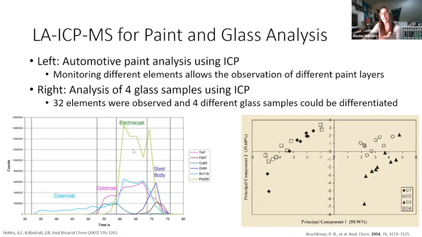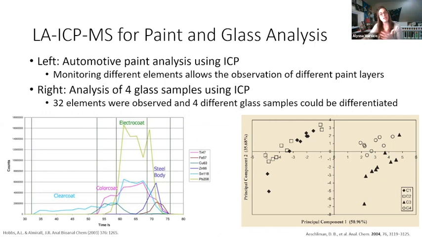And this has actually been used to analyze paint samples. Okay, so this is paint samples using ICP, looking at all the different layers in an automotive paint sample and identifying all these different elements that may be present. And it's also used to differentiate glass samples. On the right-hand side here, this is a principal component analysis, or PCA analysis, of a bunch of different glass samples, 4 of them. What you can see is the groupings that exist, right? There are some outliers in certain areas, but basically what this PCA analysis tells you is that we can differentiate these 4 glass samples using elemental information.